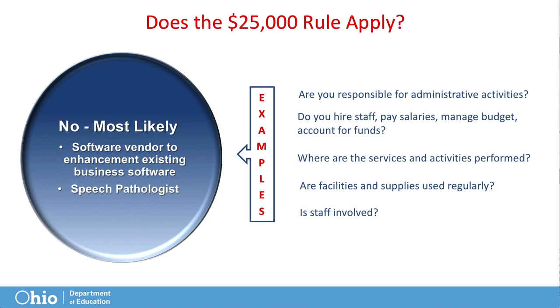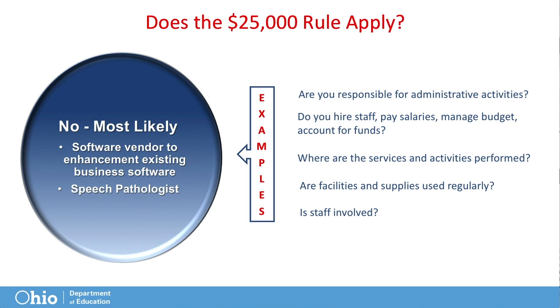If you said yes to these questions, most likely the $25,000 rule will not apply, and the subcontract would not need to be reported on Schedule A of the Indirect Cost Rate Workbook. As an example, let's say a grantee contracts with a software vendor to provide technical support and enhancement of business software, or a grantee hires an individual to perform speech pathology services to students in the school.